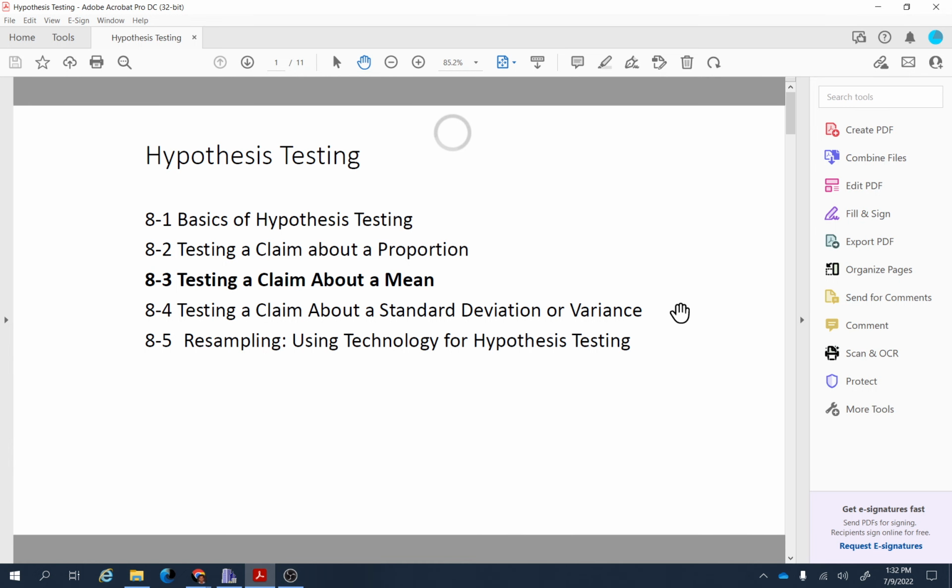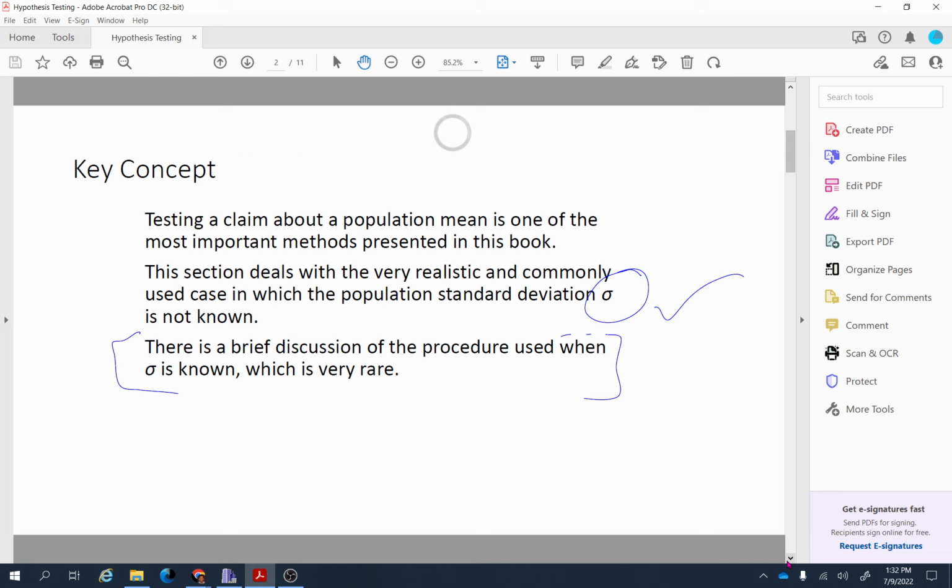Okay, so chapter 8 is hypothesis testing, and today I'm going to talk about section 8.3, testing a claim about a mean. Some of the things you should know: when you do the problems from this section, you can test a claim when the standard deviation for the population is not known, and in some very rare cases, sometimes the standard deviation of the population is known. So today we're going to focus on the problem when the standard deviation is not known.